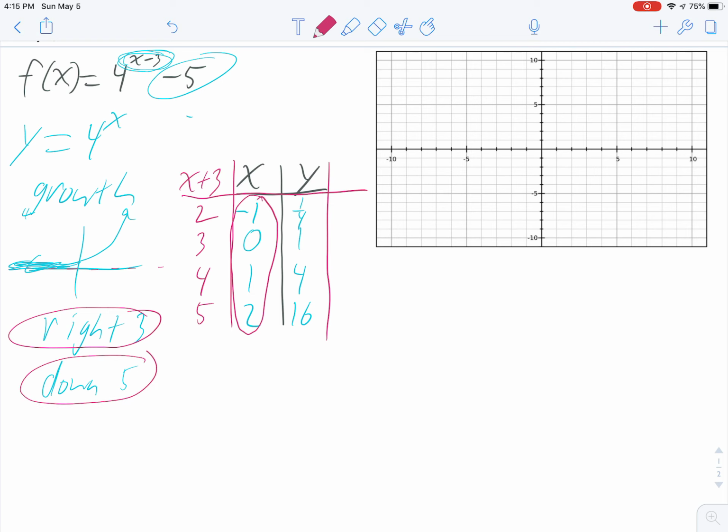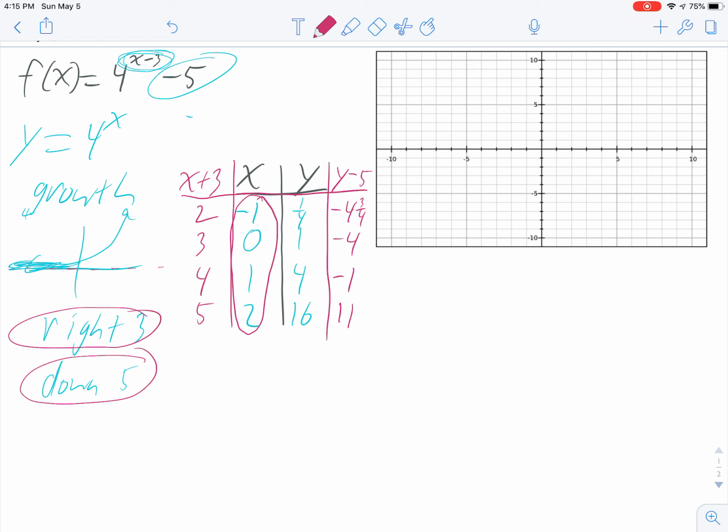Next up, we're going to go down 5. Up and down affect y values. So I'm going to take each y value and I'm going to subtract 5. So 16 minus 5 is 11. 4 minus 5 is negative 1. 1 minus 5 is negative 4. And if you want to add that fourth one in there, 1/4 minus 5 is negative 4 3/4. But that's not really as critical.